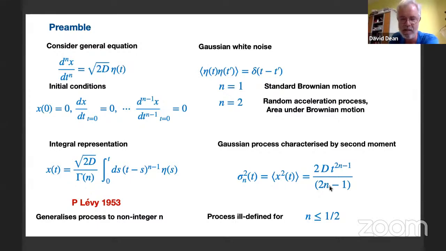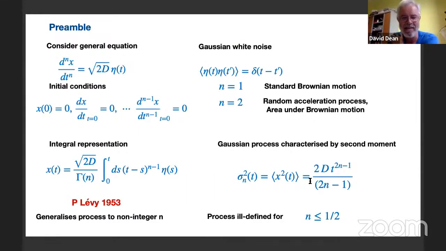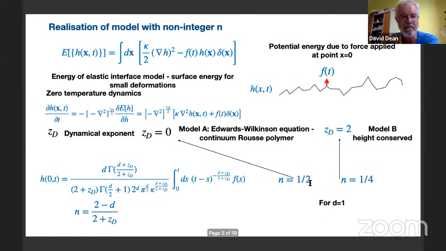Now, when I mentioned n continuous, obviously there's a realization of this. If you imagine you take some sort of elastic model, so this could be a polymer Rouse model, or just a model for an elastic interface.